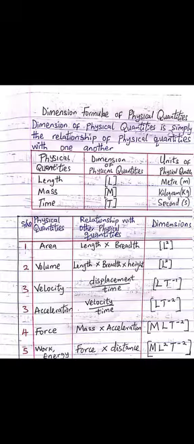The dimension formula of physical quantities. First of all, what is dimension? Dimension of physical quantities is simply the way we can relate one physical quantity with another.